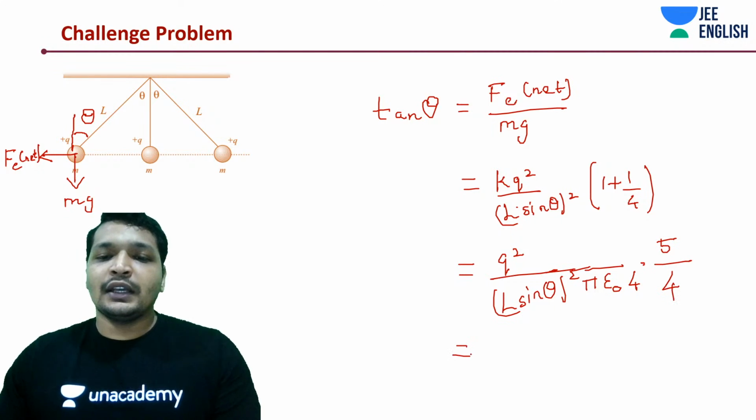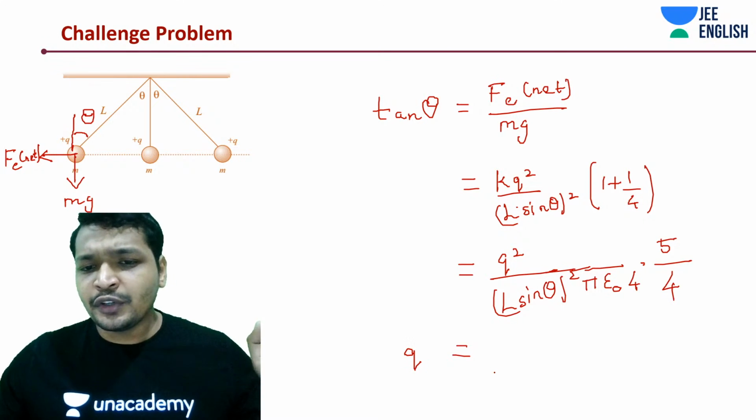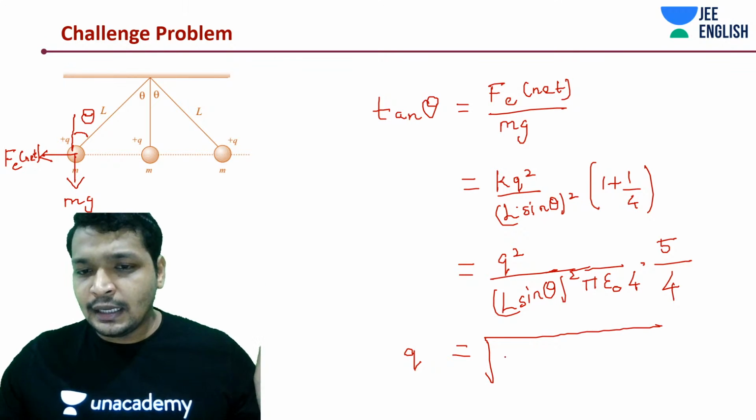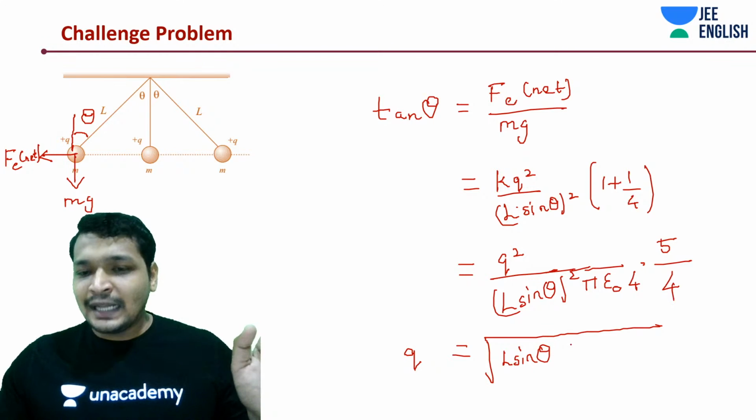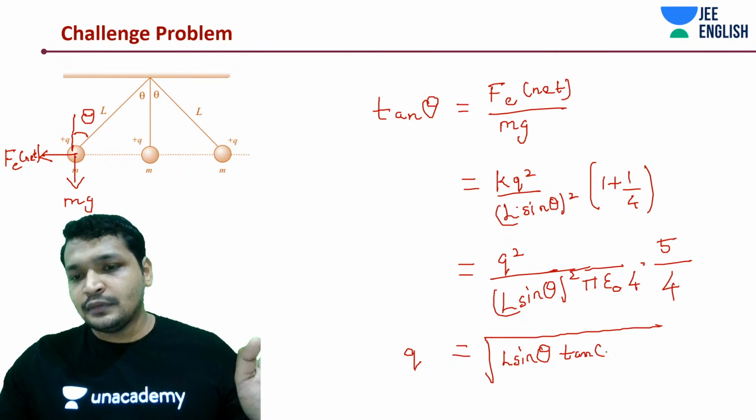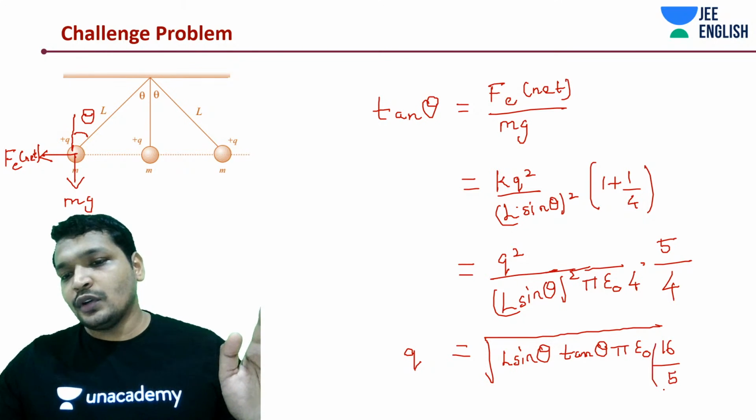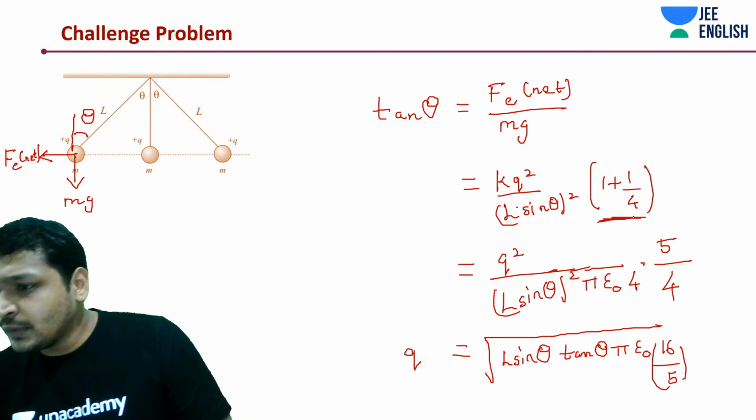This is going to give you, like, you have to find out the value of q. So q is going to be under root of L sine theta can be taken out into tan theta into pi epsilon naught 16 by 5. So here itself you should have understood the answer while solving an exam.